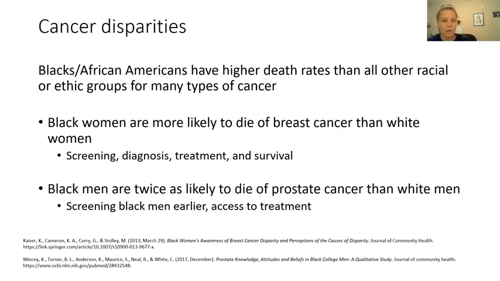In a 2007 study in Chicago, they were talking about how earlier screening, diagnosis, and treatment will lead to survival. In a 2017 article, again from the Journal of Community Health, Prostate Knowledge, Attitudes and Beliefs in Black College Men, a qualitative study, they talked about how Black men are twice as likely to die of prostate cancer than white men. And they mentioned how sometimes prostate cancer in Black men was found to be a little bit more aggressive, so earlier screening was necessary, and access to treatment to further lower those numbers.